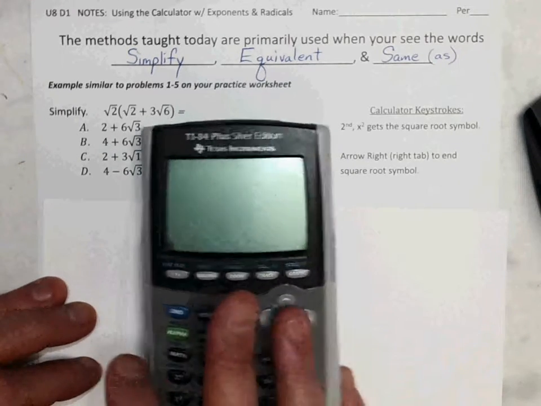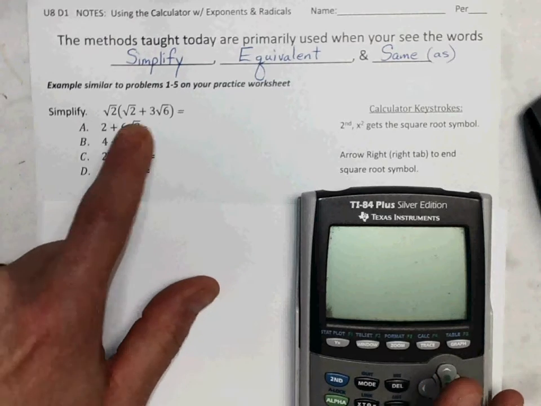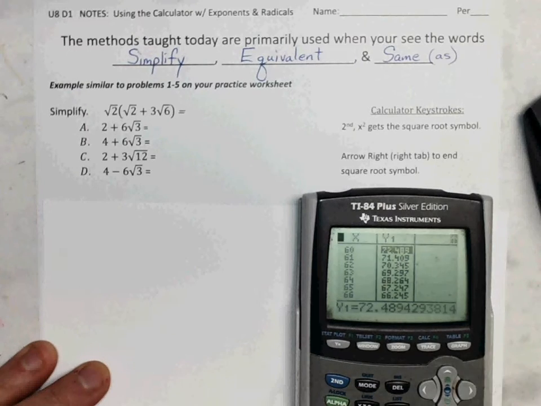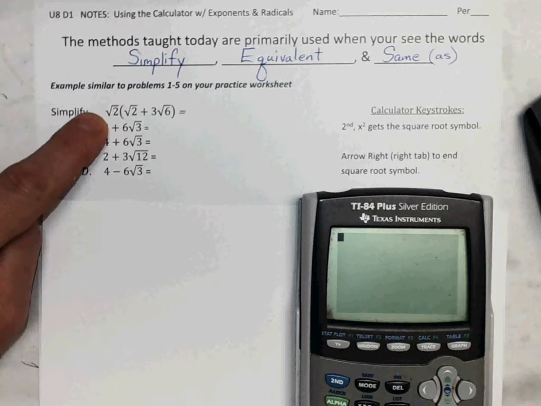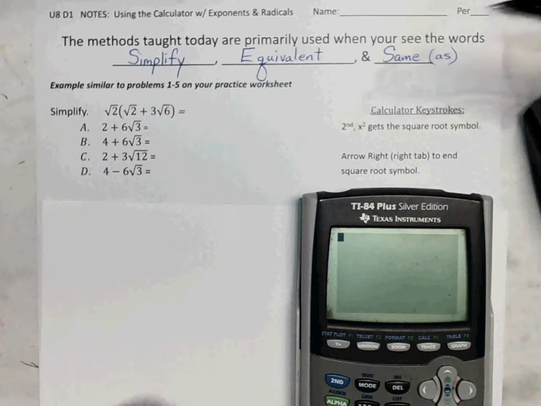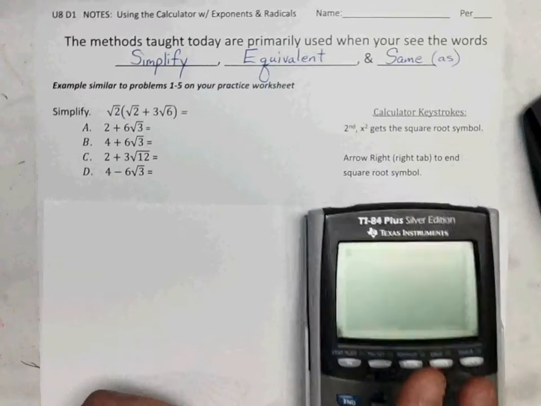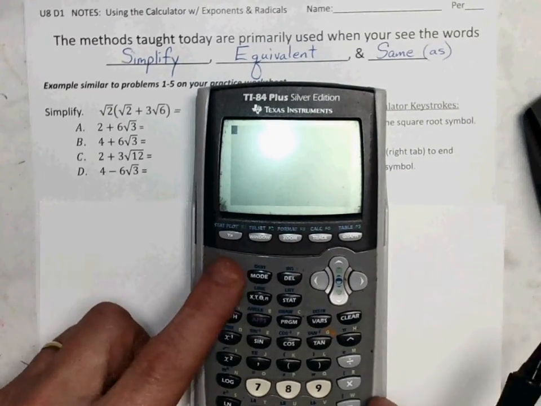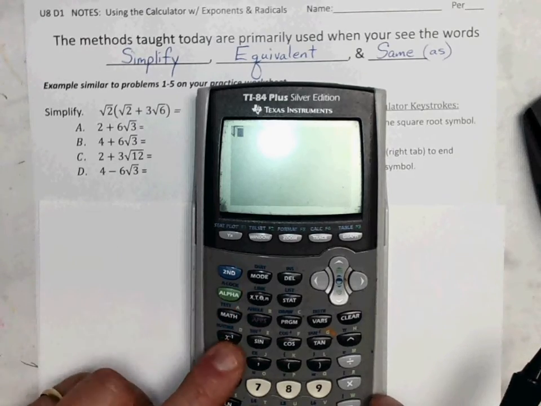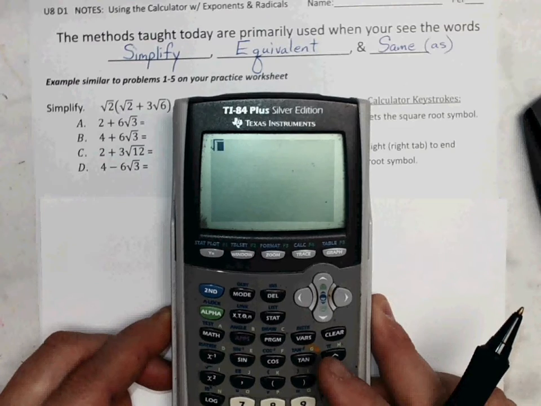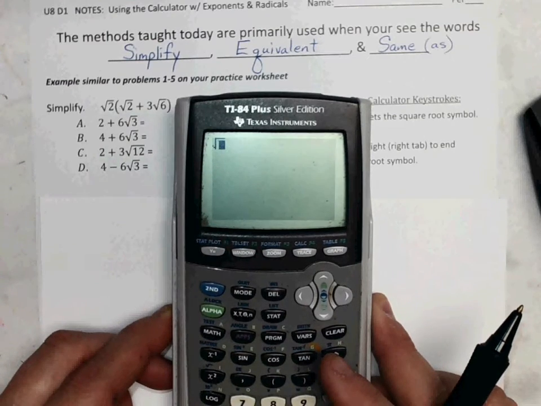So here we go. This is an example of what you will see on problems 1 through 5 on your practice worksheet that you picked up when you came into the classroom. So what we're going to do is learn how to do the square root keystroke. And over here I tell you that the square root keystroke is second x squared. So we're going to look over here. We've got the second blue button, and then we're going to do x squared, and we've got this square root symbol. Great. So now we're going to type in the problem just like we see it.